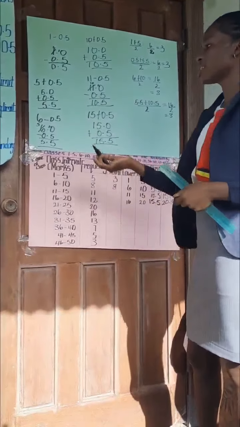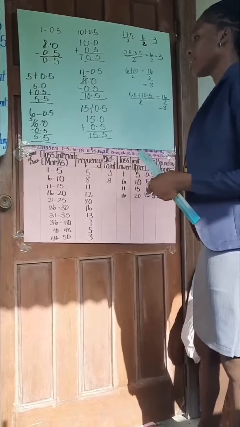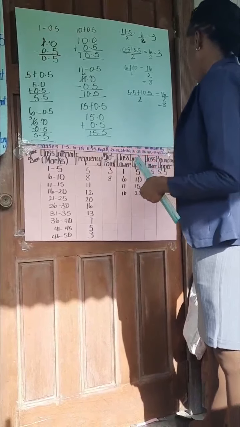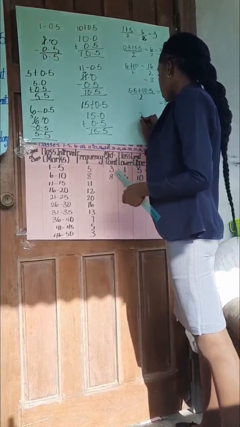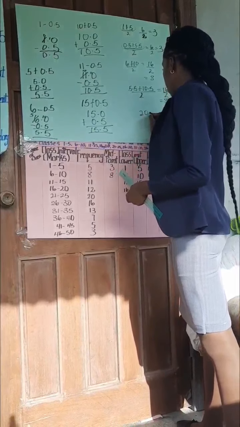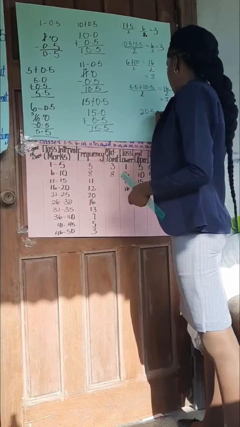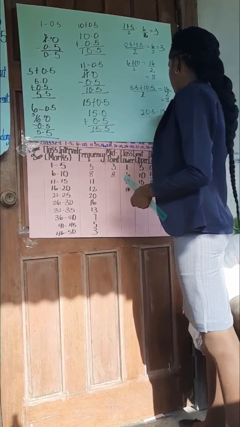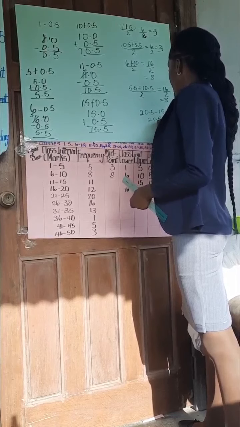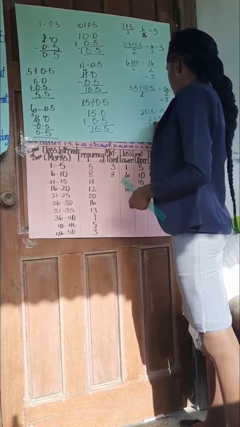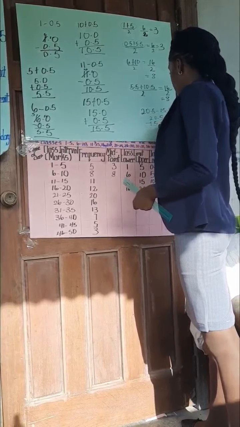And the formula to calculate the class width is the upper class boundary, which is 20.5 minus 15.5. 20.5 minus 15.5.